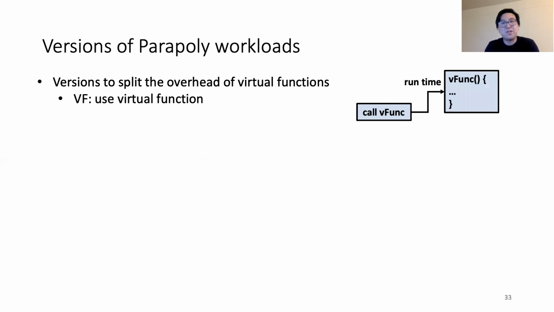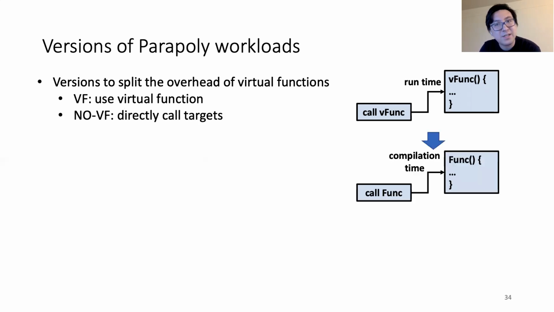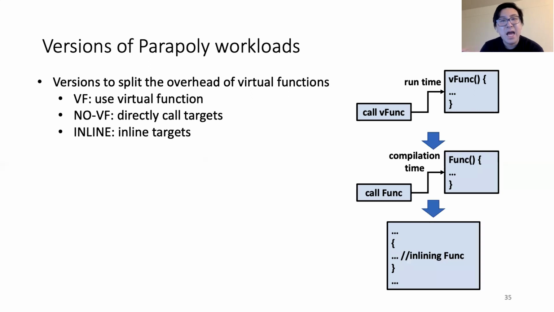To further explore the virtual function overhead in the ParaPoly benchmark suite, we also refactor the workloads into two other limit study versions, besides the virtual function version. VF represents the versions that use virtual functions, where calling targets are not known until runtime. NoVF assumes that you know the targets at compilation time, so you can directly call the targets. This version represents the limit study where you can devirtualize the virtual functions of the application. Inline assumes the further optimization that you can inline the devirtualized functions.